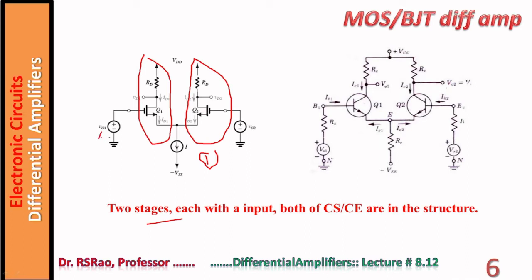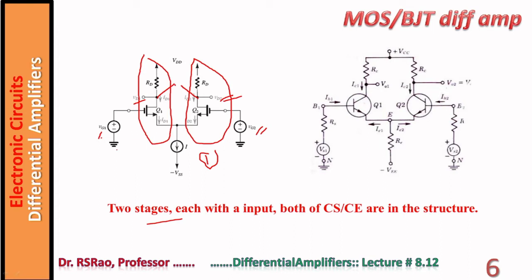Notice two inputs are there, VG1, VG2. Two outputs are there, VD1, VD2. If one wants, one can take VD1 and VD2 separately, but usually the output is taken between VD1 and VD2, as a single output.